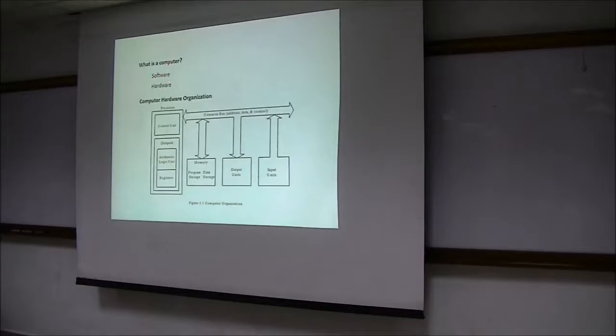So when you take the hardware portion, this is actually the computer hardware organization. Basically any computer hardware organization that you take consists of these modules. The first one is the processor, the second one is memory, and also the input-output units. These 3 components make up a computer hardware organization.